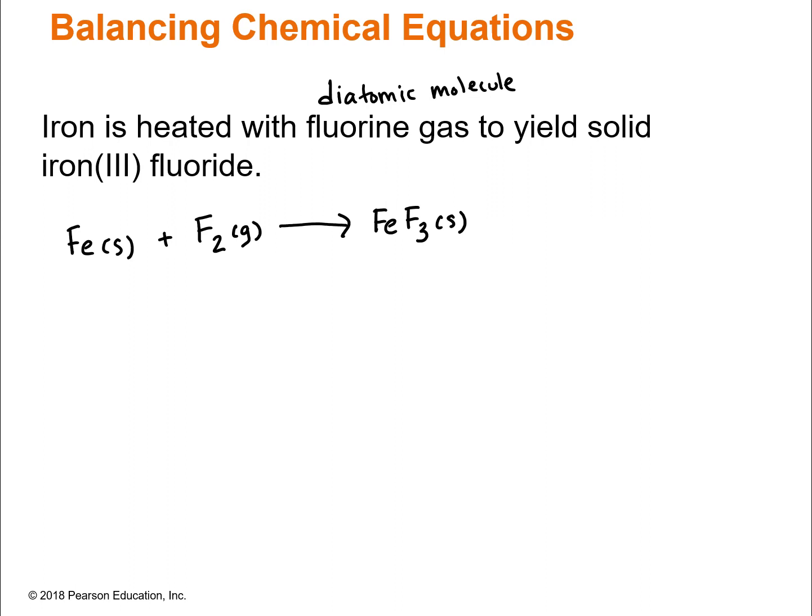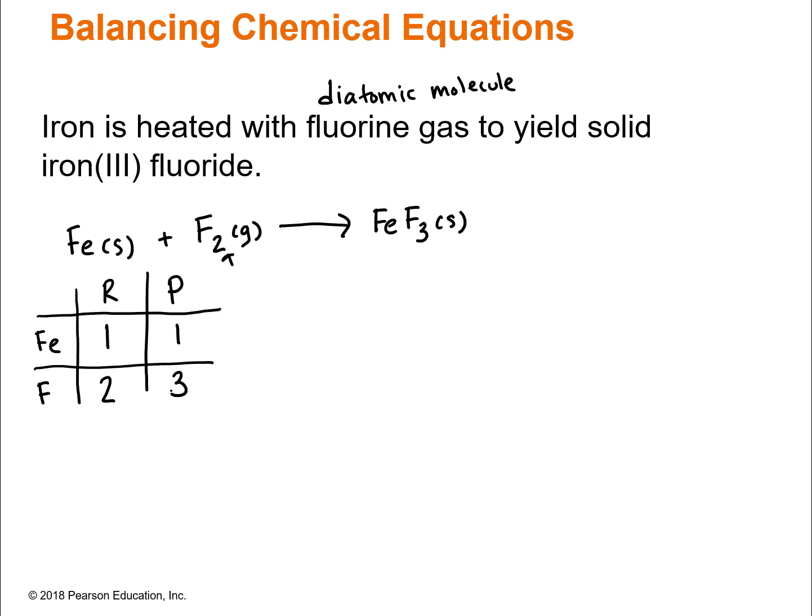Now we have to make our table and check to see if it's balanced already or if we need to do some changing around with coefficients. There's only 2 elements here. We've got iron and we've got fluorine. Reactant side, we've got 1 iron and 2 fluorines because of that subscript. Product side, we've got 1 iron and 3 fluorines. So we need to do a little bit of work.